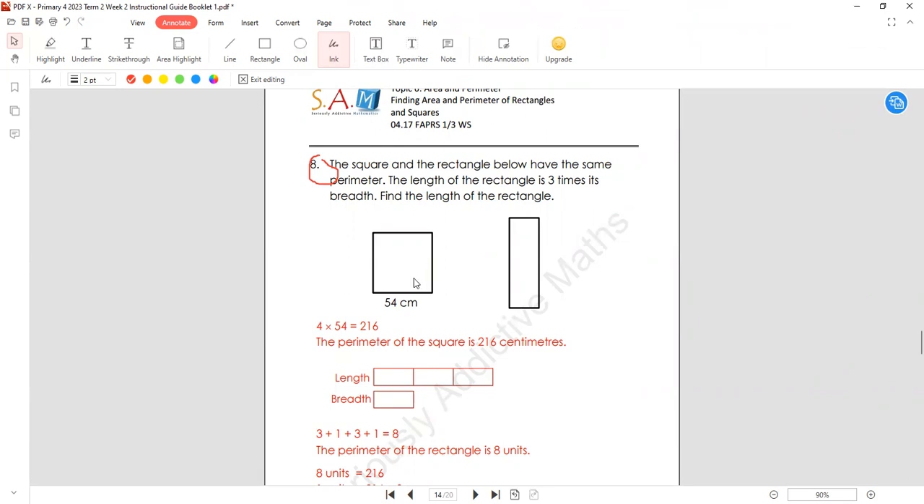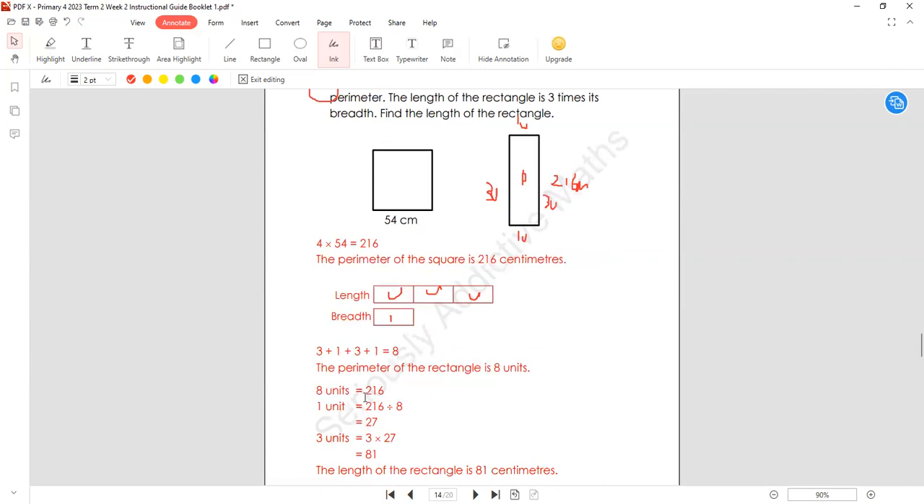Here, the perimeter is provided. The perimeter is 216 cm. Indicate to them that for this rectangle, because they have the same perimeter, the perimeter of the rectangle is 216 cm as well. Now, if the length is 3 times the breadth, you can do it this way: length is 3 units, breadth is 1 unit. You write it out like this to show them 1 unit, 1 unit, 3 units, 3 units. Total will be 8 units. So 8 units equals 216 cm, and 1 unit equals 27.